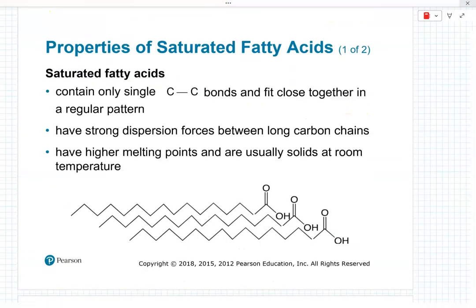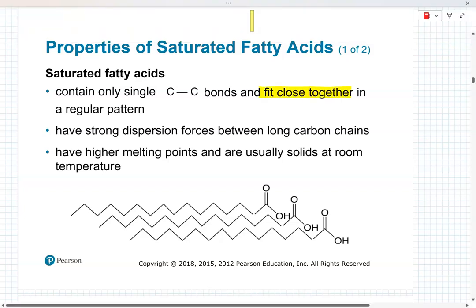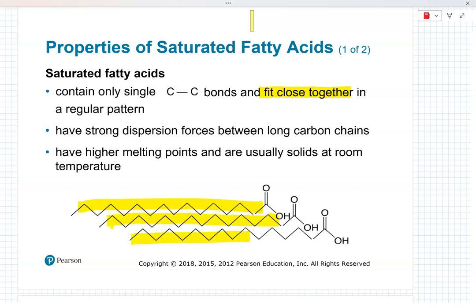Okay? So now let's talk about saturated fatty acids. Because we just discussed, they fit close together. And because they have these long tails, they can very effectively interact by using dispersion forces between the carbon chains. So saturated fatty acids are solid at room temperature.